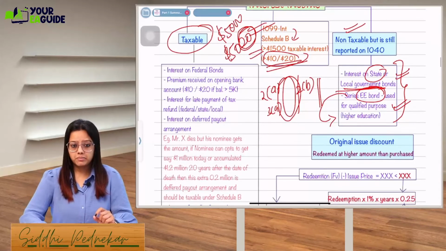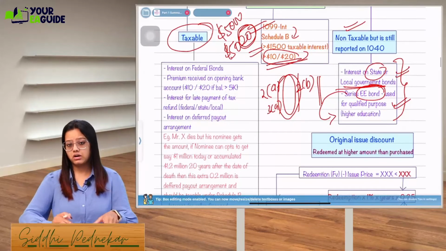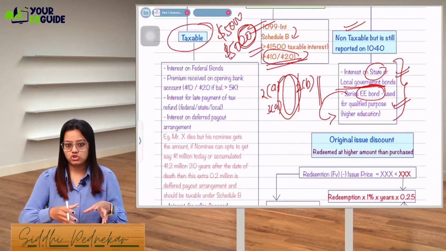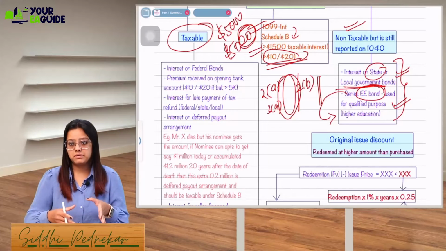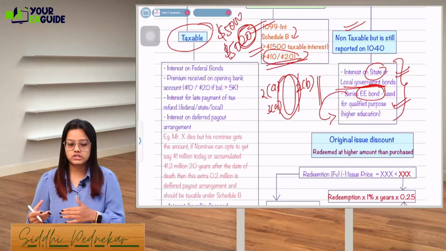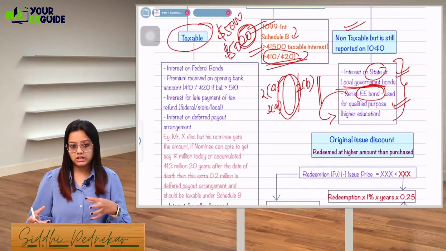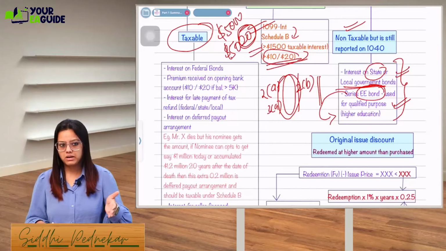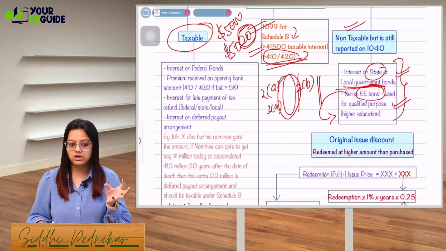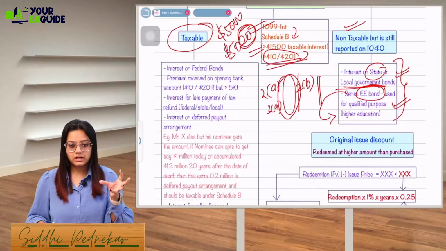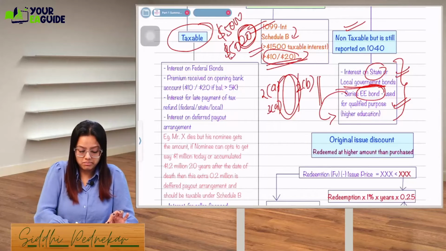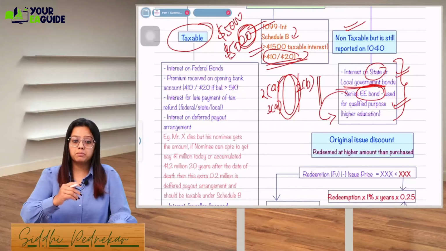Interest on the deferred payout arrangement means what? When a person dies, his insurance policy gets matured. Now it's not possible for the beneficiary to take out the whole insurance amount and utilize it. So what they will do is take that insurance amount in, let's say, 3 months, 4 months, in different installments, and withdraw the amount. So whatever earnings are there till that time will be included as interest income by way of interest on deferred payout arrangement.